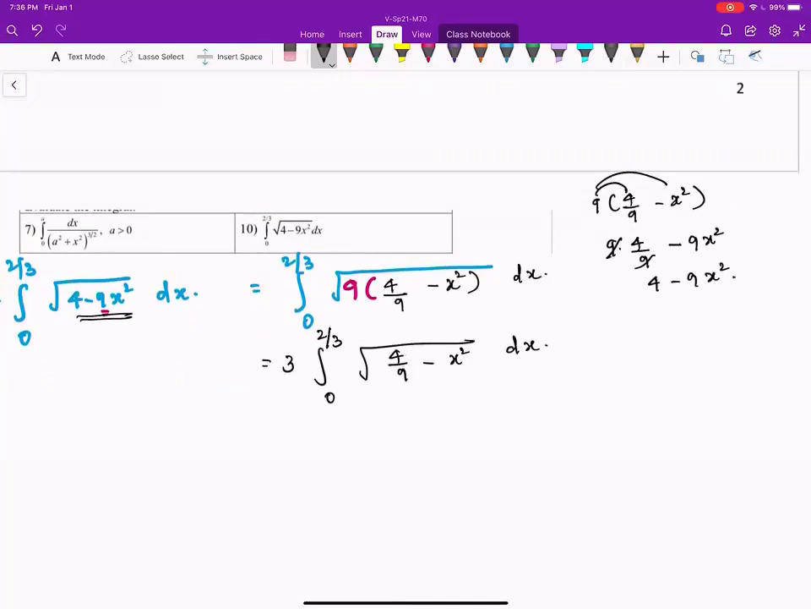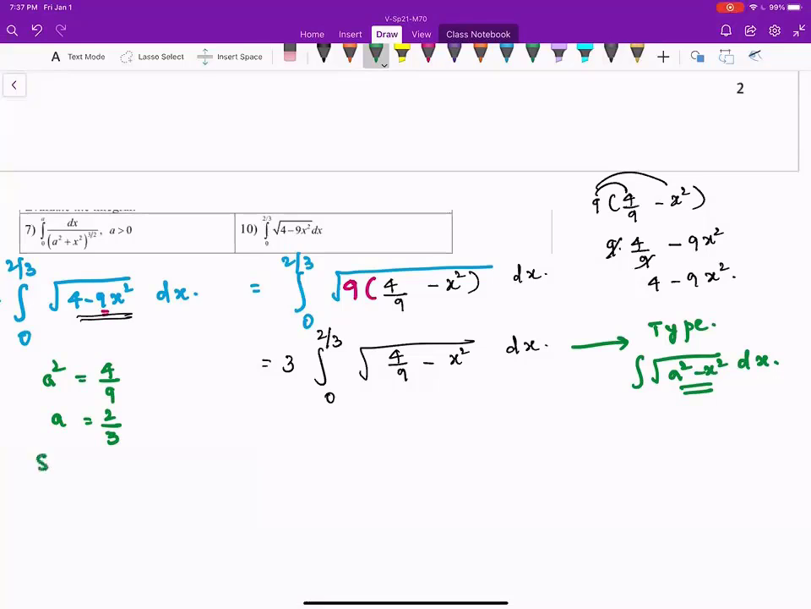Now, what type is this one in the table? It is of the form square root of a squared minus x squared. So what does that mean? a squared equals 4 over 9, or a equals 2/3. Because it resembles square root of a squared minus x squared, the substitution that we are going to do is x equals a sine theta. What is a here? x equals 2/3 sine of theta.